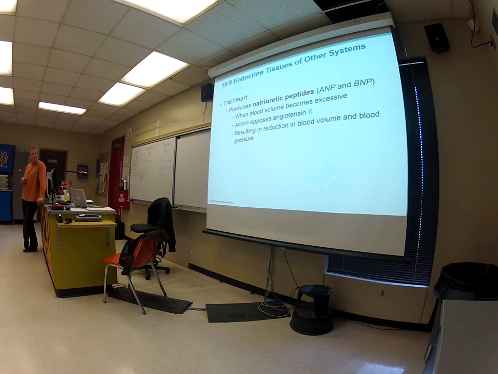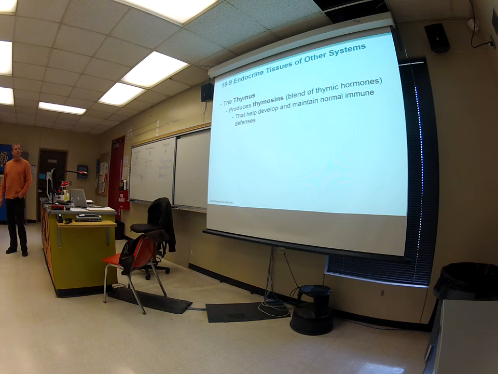Heart, natriuretic peptide. When blood volumes become excessive, its action opposes angiotensin, resulting in the reduction of blood volume and blood pressure. So what does ANP do? Reduce blood pressure. We'll come back to that again when we get to the circulatory system. Thymus, thymosin, helps maintain normal immune defenses. Kind of all you need to know about it.